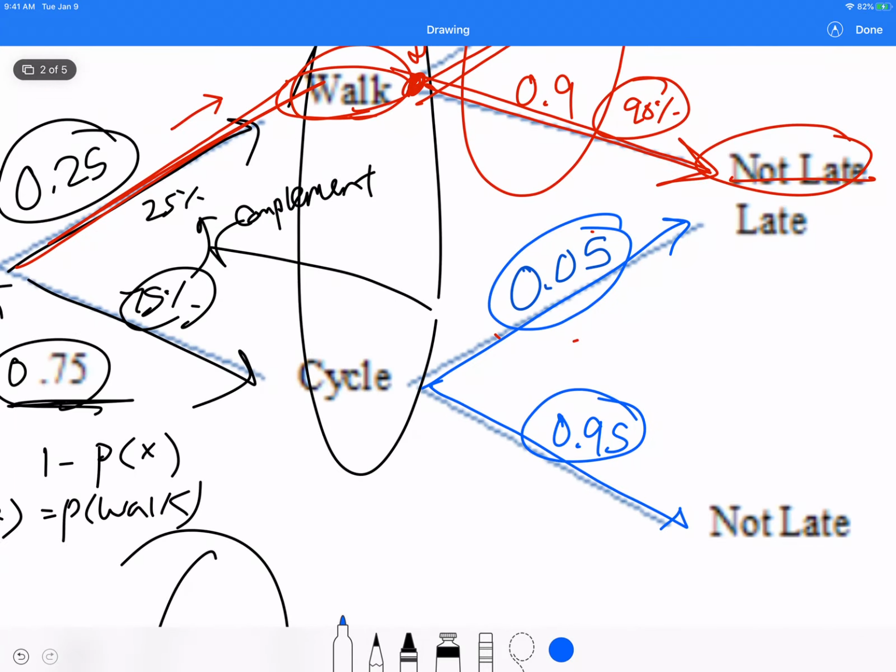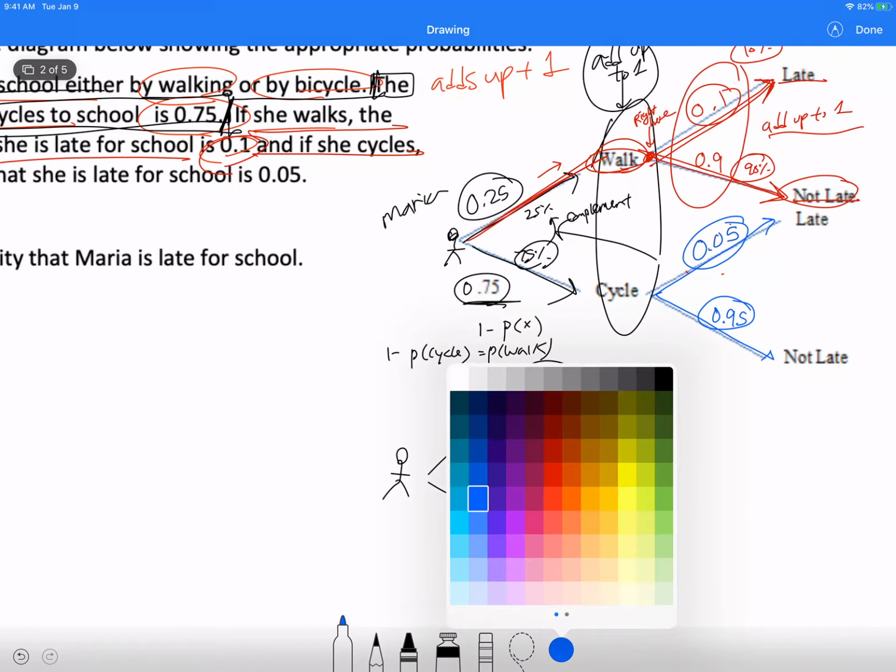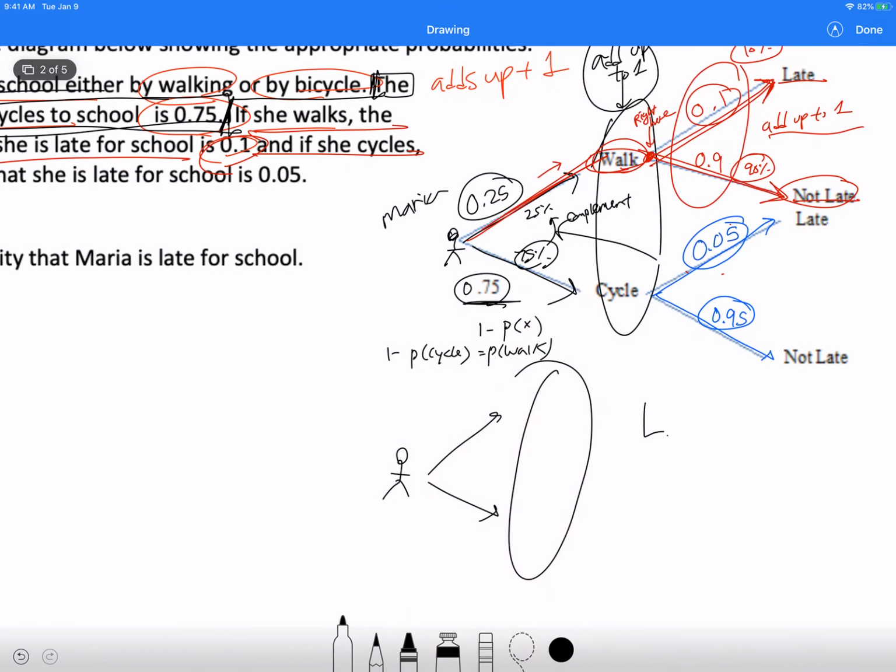Whenever you're doing tree diagrams, guys, there's one thing that you have to keep in mind. You need to make sure to label all the probabilities.